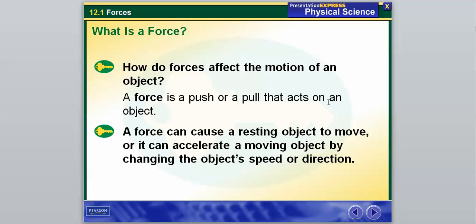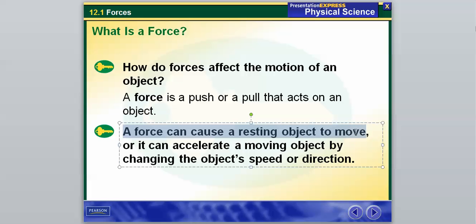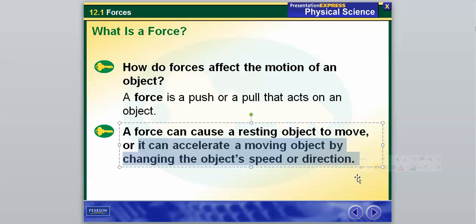So a force is any push or pull that acts on an object, and as a result, a force can do a couple things. It can cause a resting object to move. That's one effect that a force can have. Or it can cause acceleration of a moving object by having the object change speed or direction. If you remember, we talked about last chapter what acceleration is, how it can be the changing of speed or the changing of direction. So that's why a force can affect acceleration by altering either of those two things.